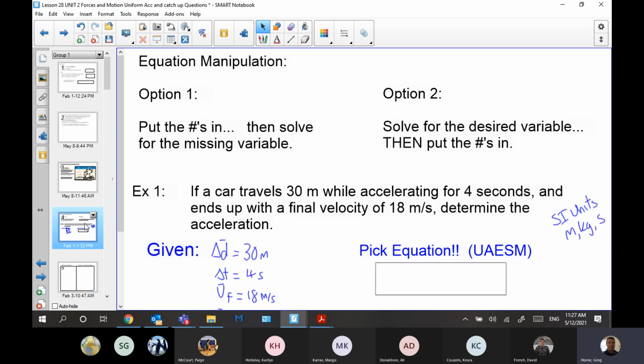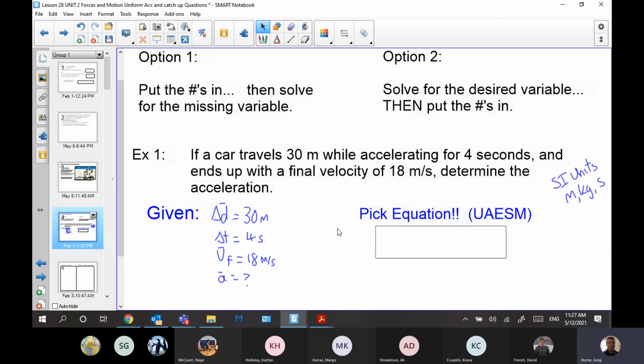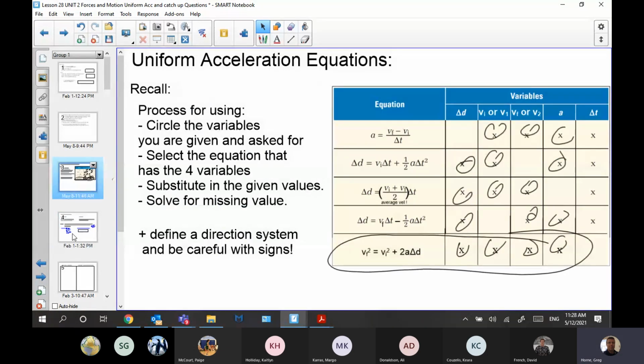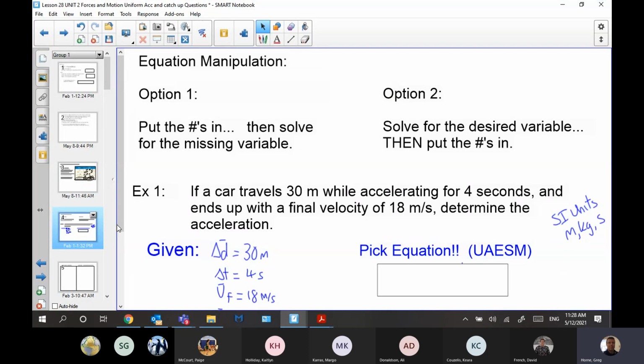So you put in numbers and solve for the missing variable, of course. If you had a question about a car traveling, say it travels 30 meters in a certain amount of time, just like you've seen in other classes, the GRASP method, where you write down your given and your required. I always just do given, but the rest follows suit. You pick the equation based on the uniform acceleration equation selection matrix sheet, this thing right there. My computer's slow right now. And you just plug numbers in and solve.